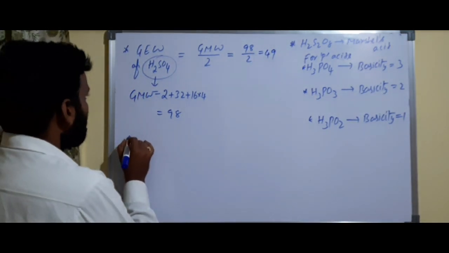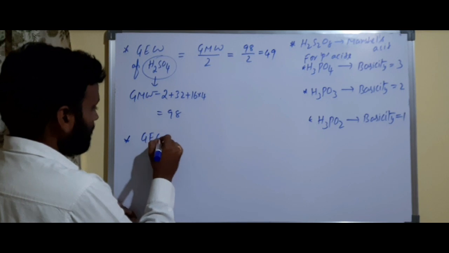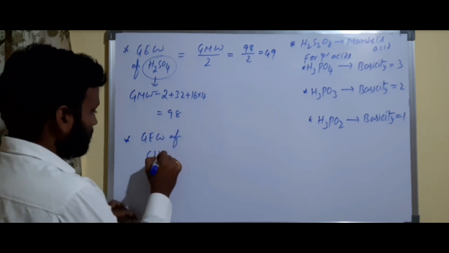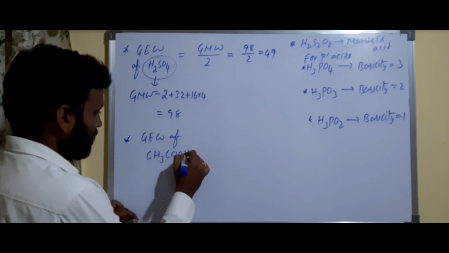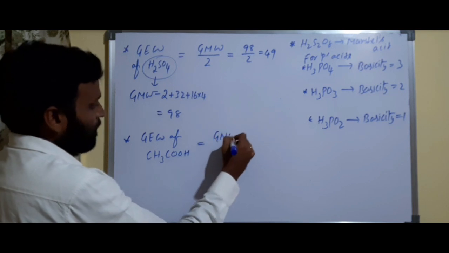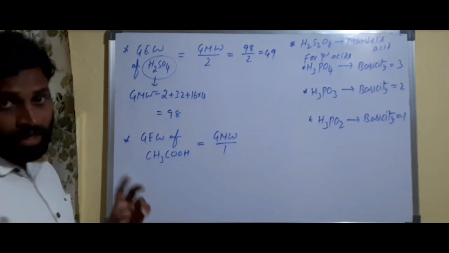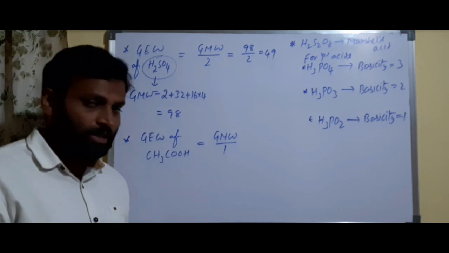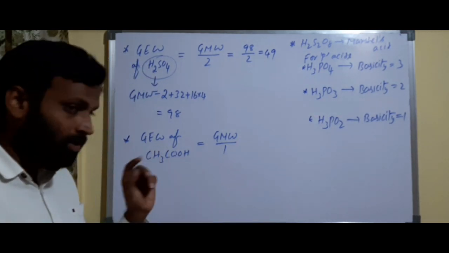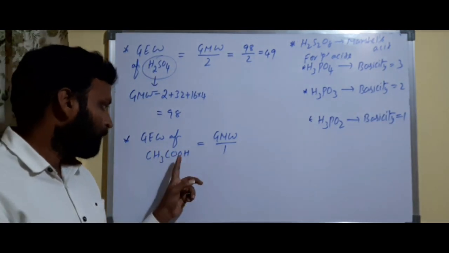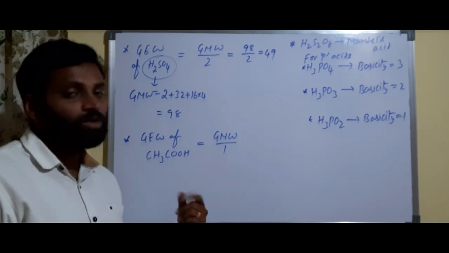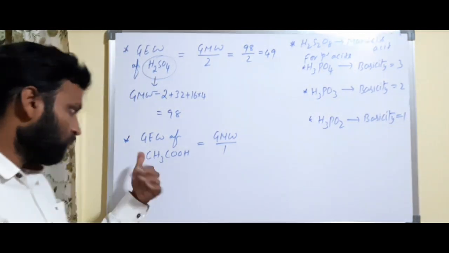Now, what is the gram equivalent weight of CH3COOH? It is gram molecular weight by 1. As I told you, 4 hydrogens are there, but don't take 4 here. Count only the hydrogens attached to oxygen.